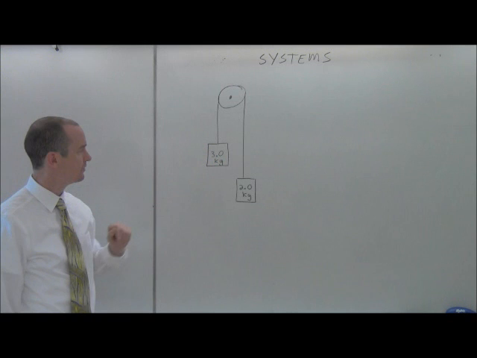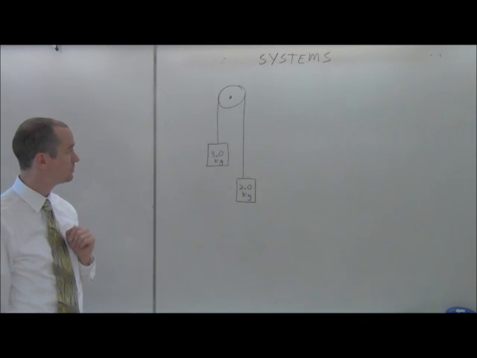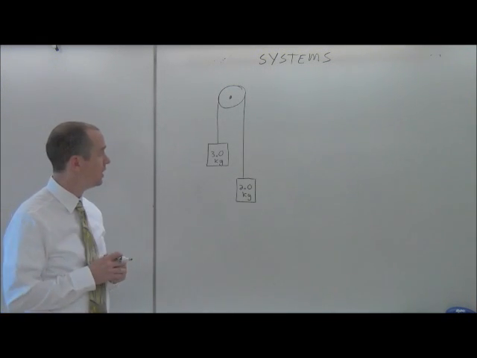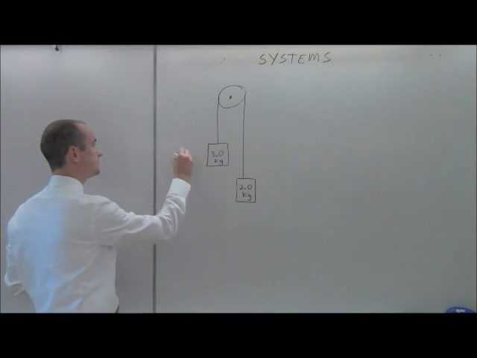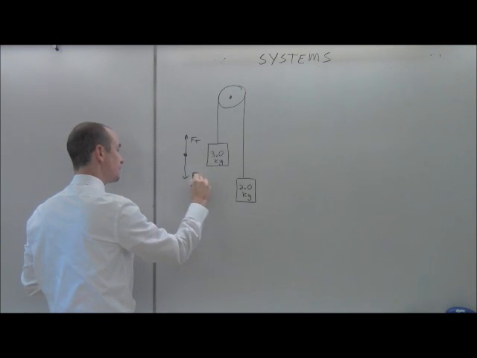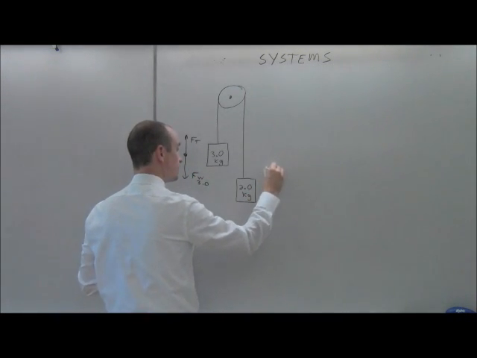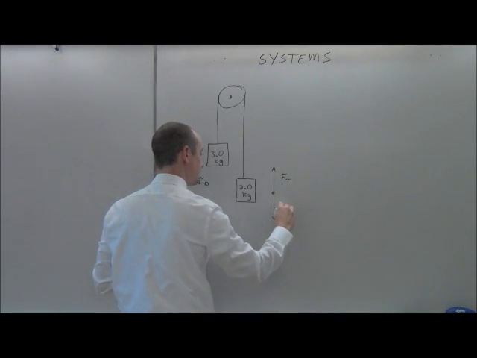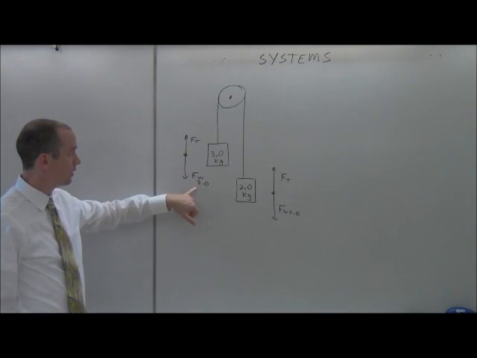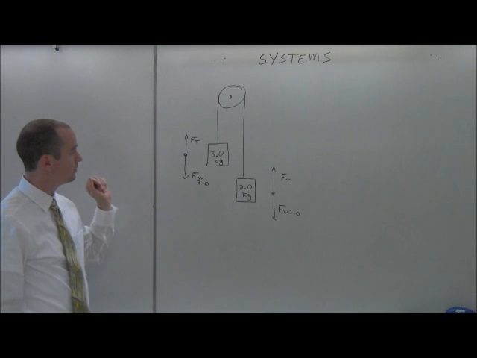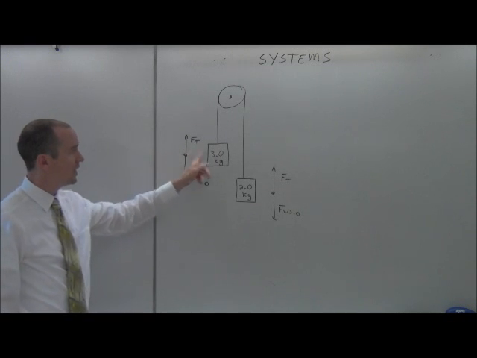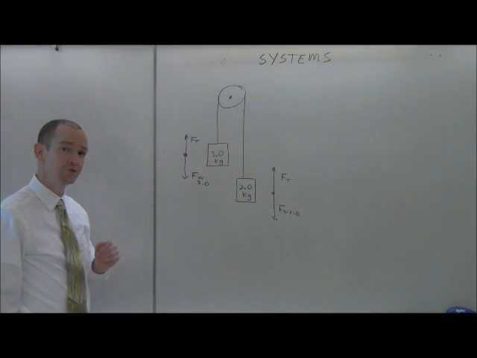Which one of these two has a greater tension in the string acting upon it? That's actually a fairly subtle question and has to do with Newton's third law. Let's draw a free body diagram for each block. For this block, we have the force of weight pulling down, and we have a force of tension pulling up. For this block, a force of weight and a force of tension. But realize, these forces of tension are the same by Newton's third law.